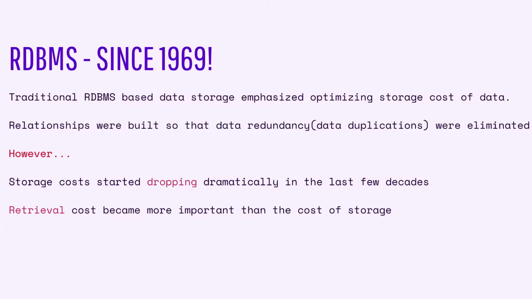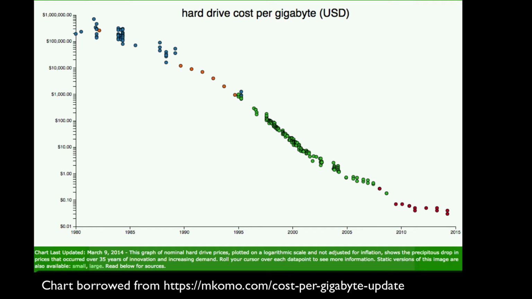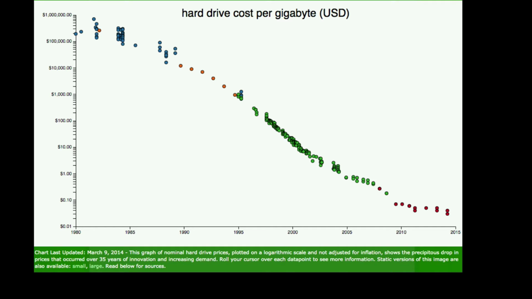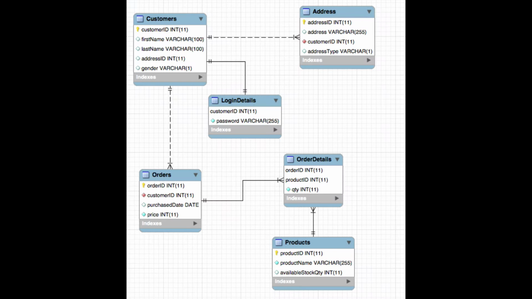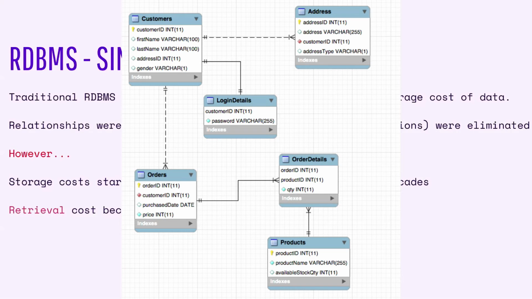All those things were eliminated by establishing relationships and creating multiple tables. So that is how we solved that problem. However, what happened over the years was storage costs started dropping dramatically in the last few decades. Here is the chart that shows how the hard drive cost has dropped dramatically over the last 35 years. And so all this complex way of building relationships and ensuring that the data is no longer redundant was not truly a big win for the business.